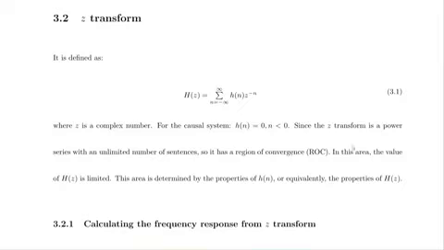Since the z transform is a power series with an unlimited number of terms, it has a region of convergence, denoted as ROC. In this area, the value of H of z is limited and cannot be infinity. This area is determined by the properties of h of n, or equivalently the properties of H of z.